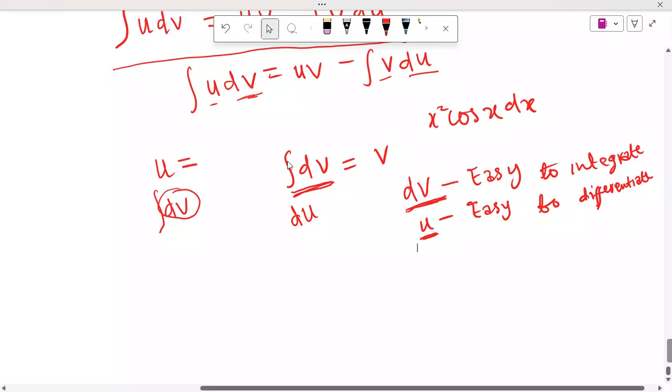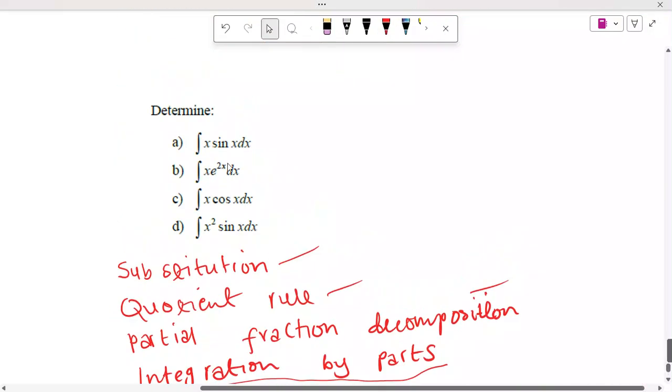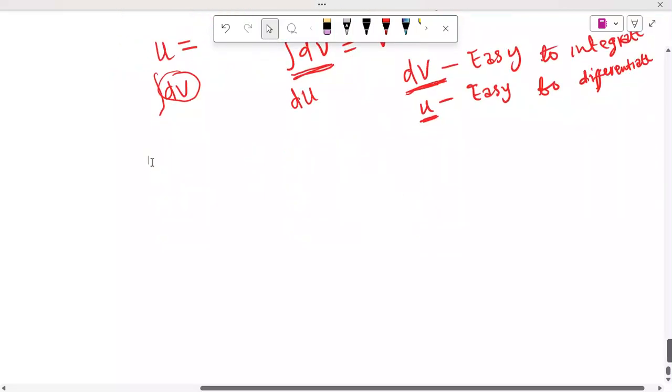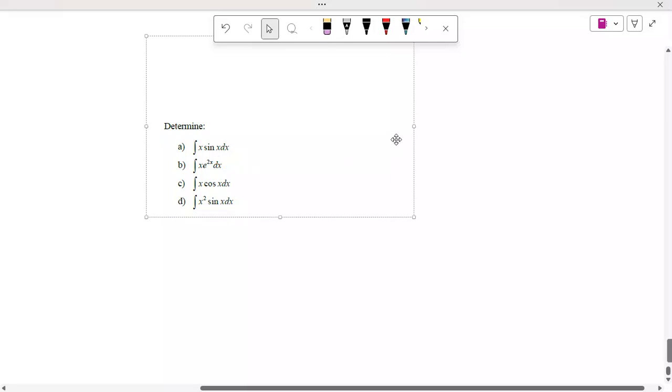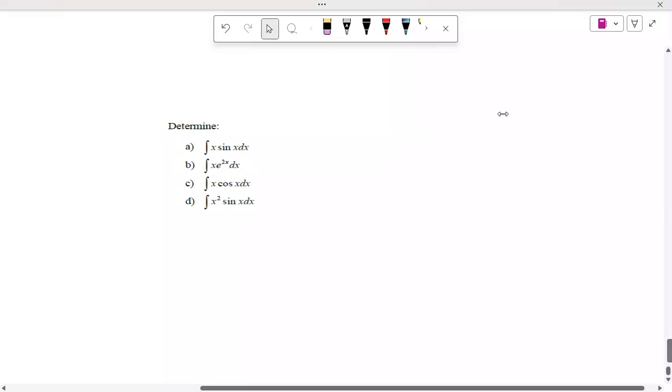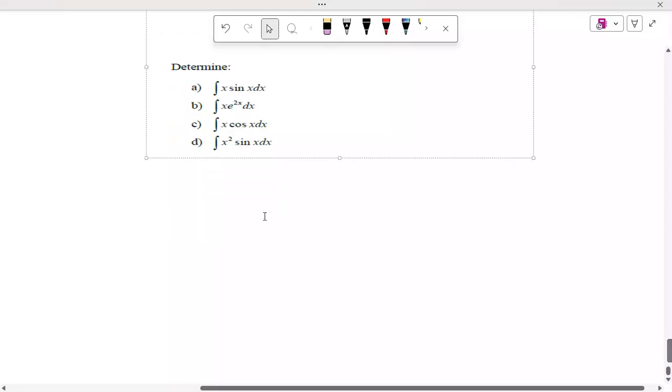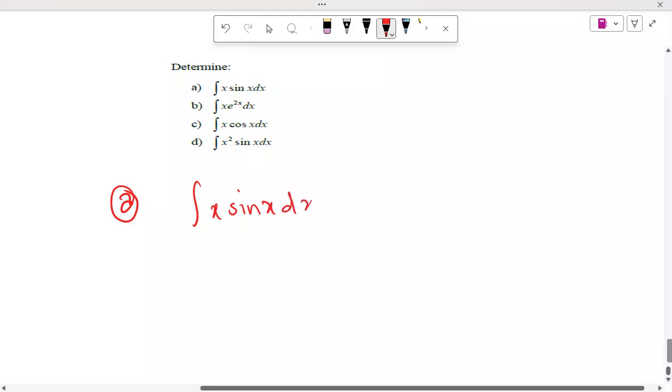Okay, so I think we will best understand if we do an example. Let's answer these questions for you guys to see what I'm talking about. So I'm just rewriting these questions. So we have a, integral x sine x dx.